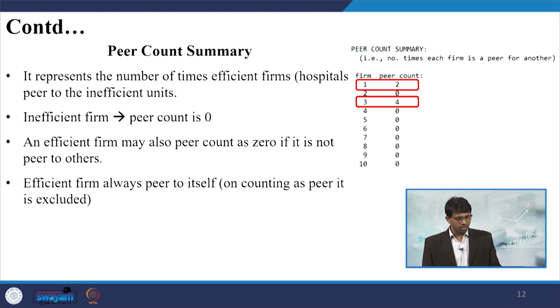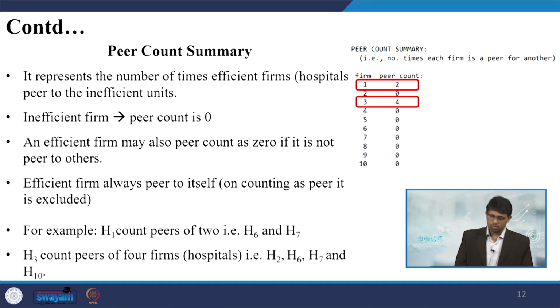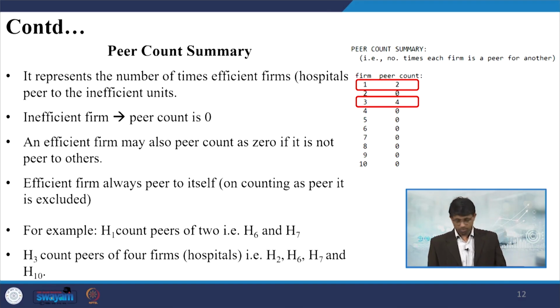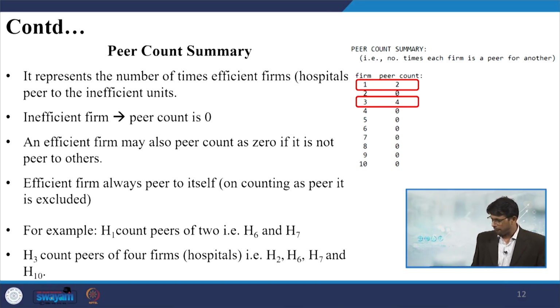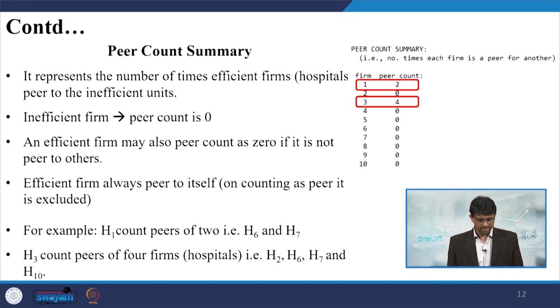An efficient firm may also have a peer count of 0 if it is not a peer to others. An efficient firm is always a peer to itself, so on counting as a peer, it is excluded. So, for example, H1 has a peer count of 2, that is H6 and H7. You can just cross-check from the data, it is already given from the first result, the peer result. And H3 has a peer count of 4 firms, that is H2, H6, H7, H10.